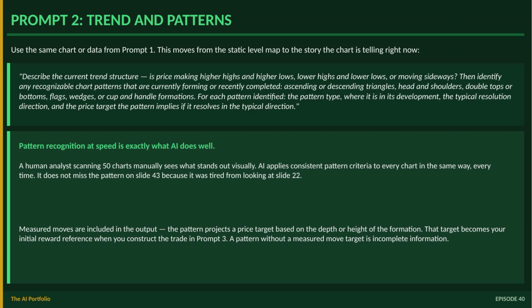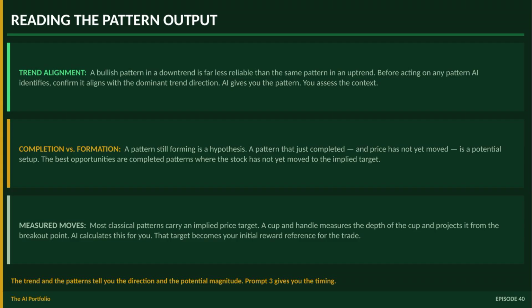Measured moves. Most classical chart patterns carry an implied price target. A cup and handle measures the depth of the cup and projects it from the breakout point. AI will calculate this for you. That target becomes your initial reward reference when you size the trade. The trend and the patterns tell you the direction and the potential magnitude. The next prompt gives you the timing.